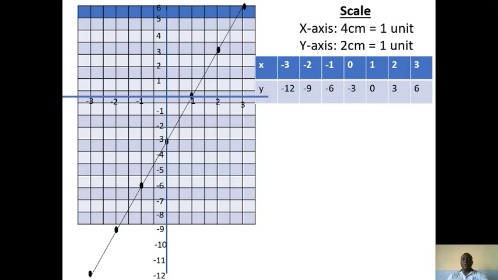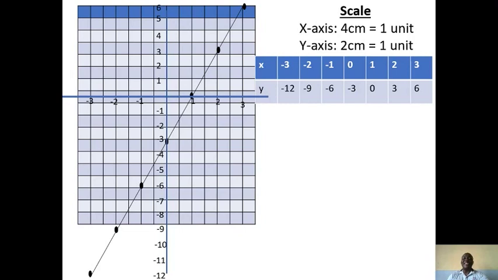From the table, where -3 and -12 intersect, that is where you see this point. Where -2 and -9 intersect, that is the other point. Where 0 and -3 intersect, you see that point there. Where 1 and 0 intersect, you see that point there. Where 3 and 6 intersect, you see the point there.